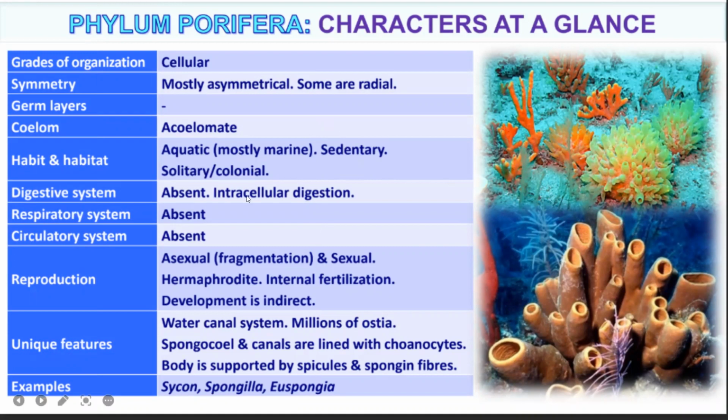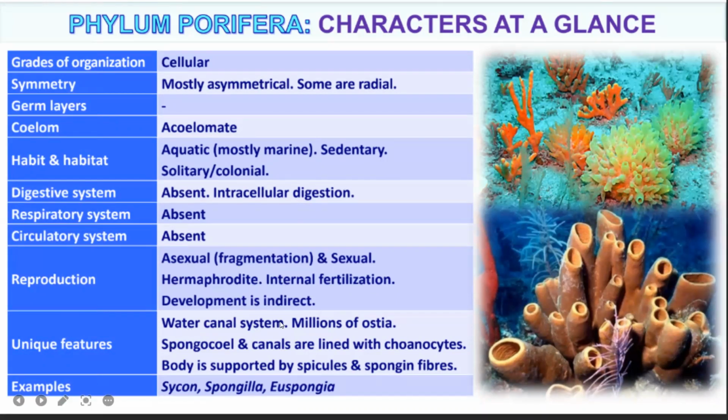Digestive system is absent, with intracellular digestion. Intra means inside the cell. Respiratory system absent, circulatory system absent. Reproduction is asexual by fragmentation and sexual. They are hermaphrodite, internal fertilization takes place and development is indirect. What is indirect? There are stages of development. Directly you will not get a Porifera, just like a cat directly gives birth to a cat; here you will not get a Porifera from a Porifera.